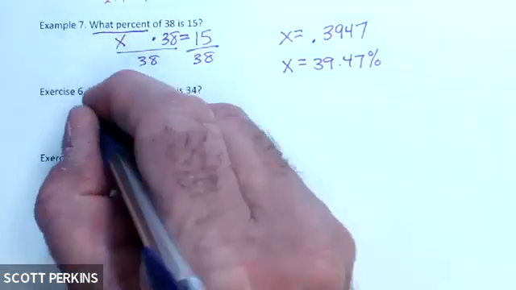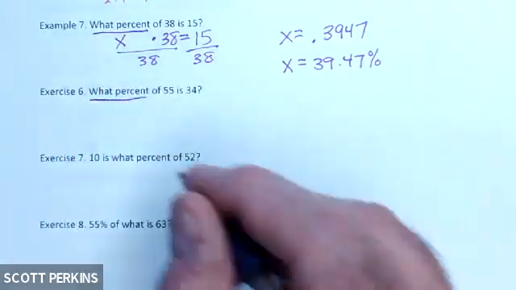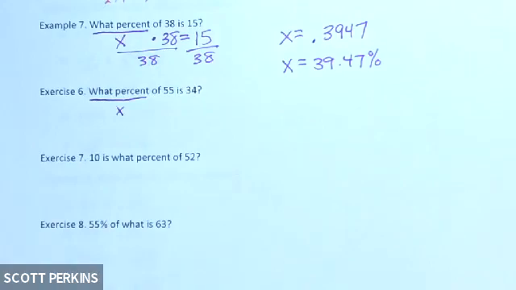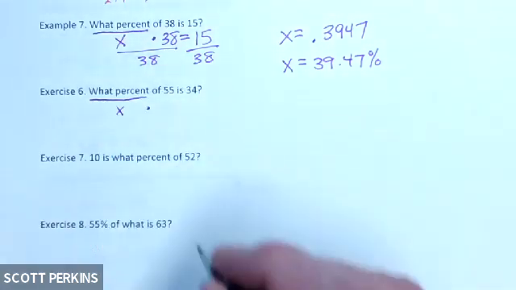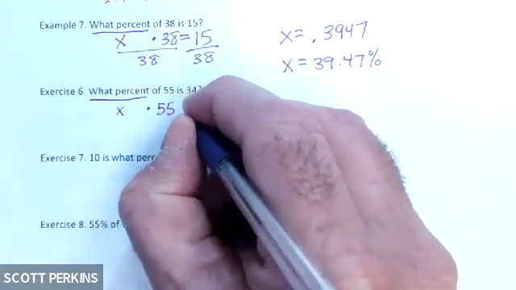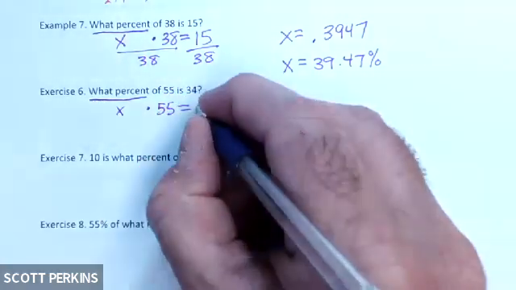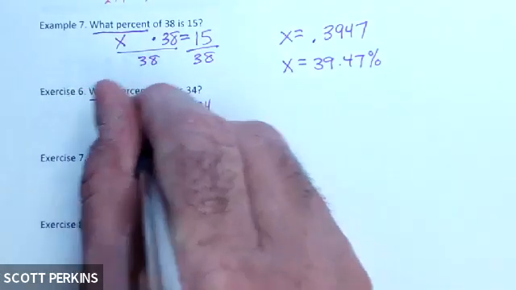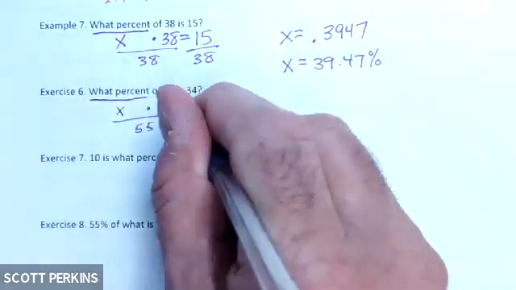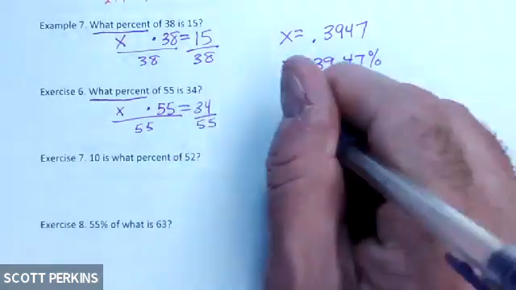So once again, I've got the words what percent right there. So I'm going to make that X. Whenever I don't know something, I'm just going to use X. The word of means to multiply. 55 is means equals 34. So we have the same situation as previously. So I'm going to divide both sides by 55. The reverse of multiplying by 55 is to divide.